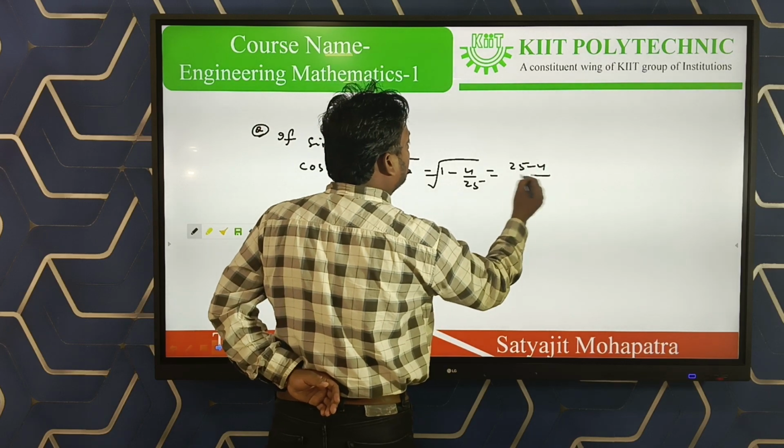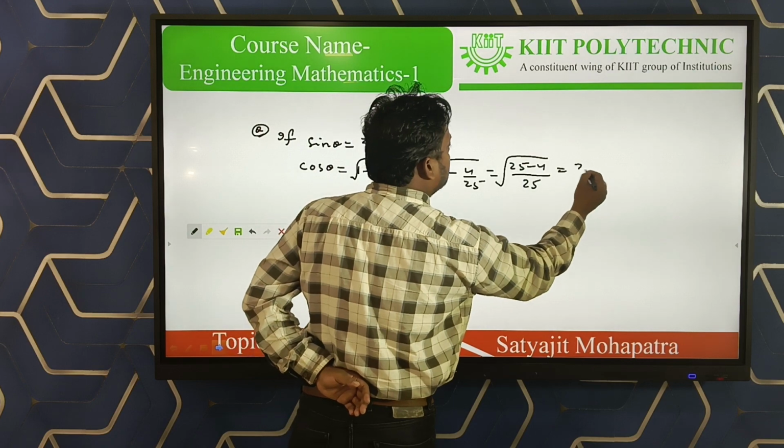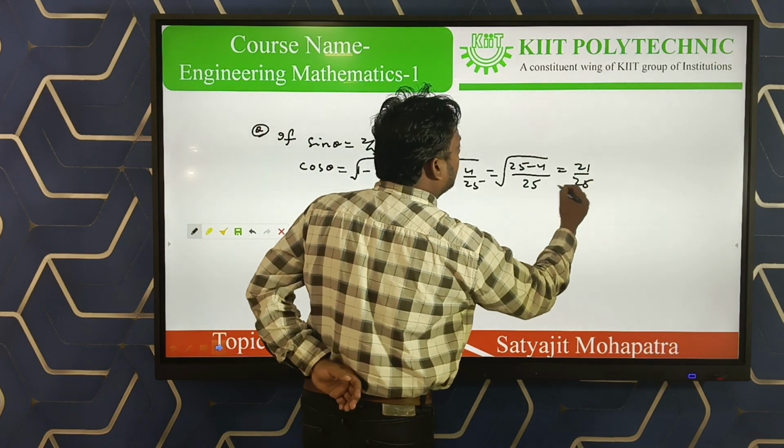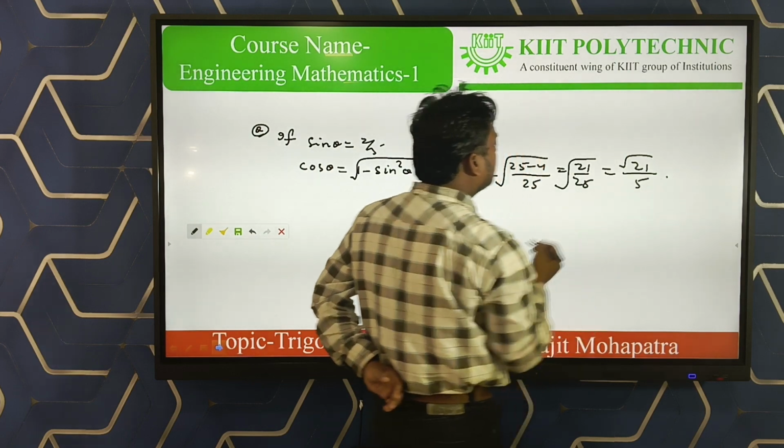25 minus 4 by 25, that is the root of 21 by 25. Root 21 remains like that, over 5.